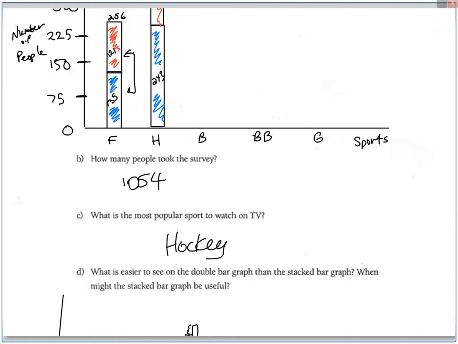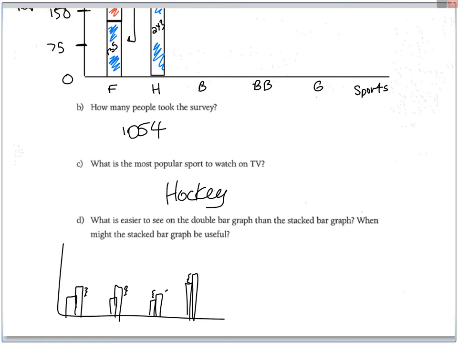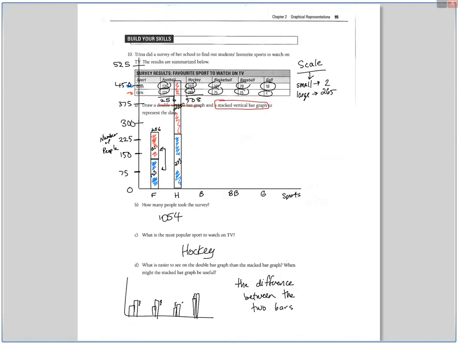Okay. So what is easier to see in the double bar graph? The difference. The difference between the two bars. When might the stacked bar graph be useful? I don't know. When would it be useful? When you're trying to think about totals? Yeah? Not sure.